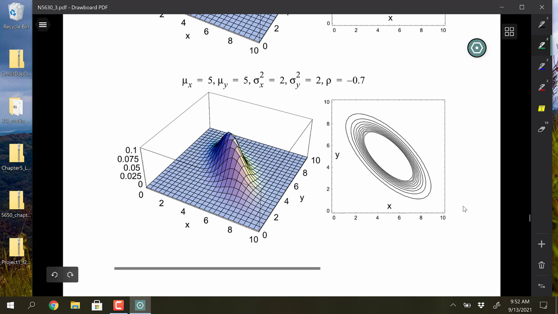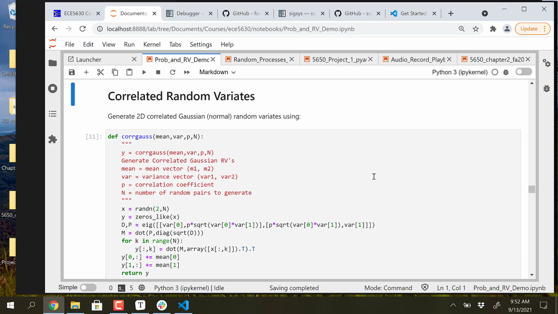I'm just going to go quickly back over to here. In Python, I have a function that I wrote, and I think this function could show up either on one of the exams or in another homework problem, but this is just a way of creating correlated Gaussian samples.